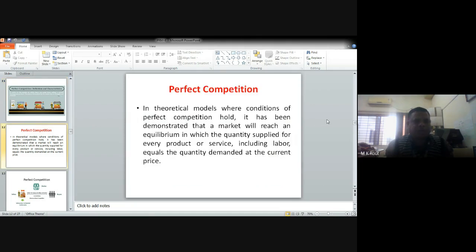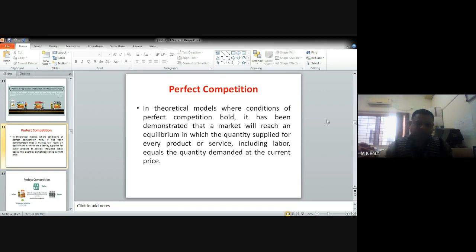If you go to the theoretical models where the condition of perfect competition holds, it has been demonstrated that a market will reach an equilibrium condition. In the equilibrium condition, with reference to identical or homogeneous products, all the competitors should act in equilibrium. That means you are selling a particular product at 10 rupees, and the competitor will also sell the same product at 10 rupees, and that should be considered a perfect condition for many companies.